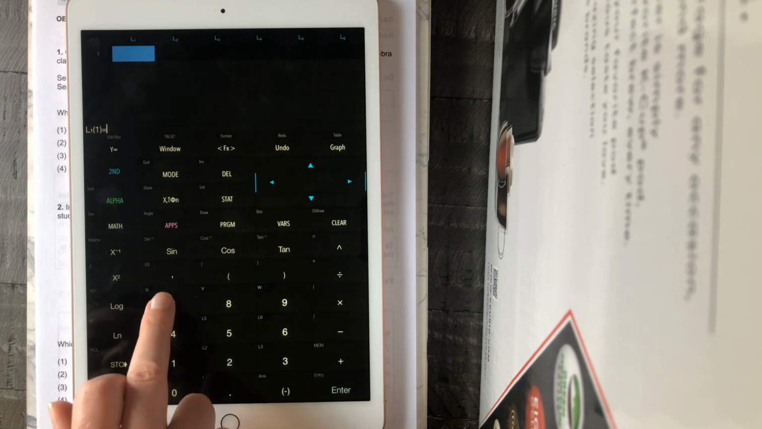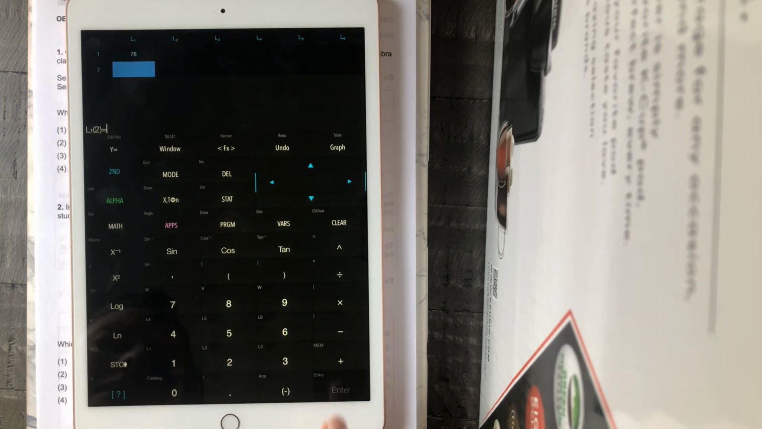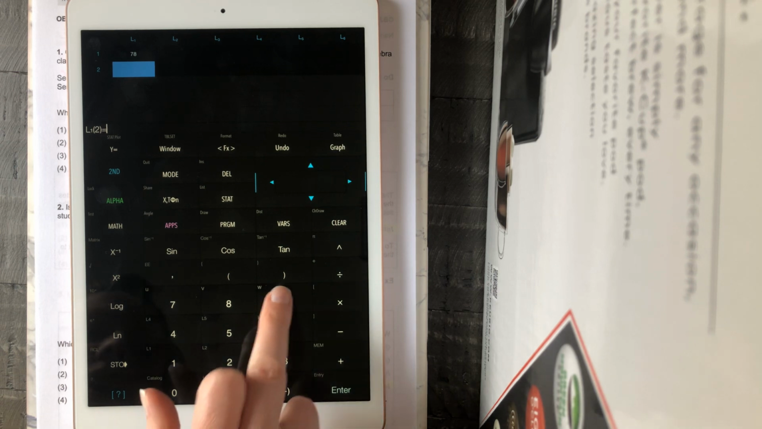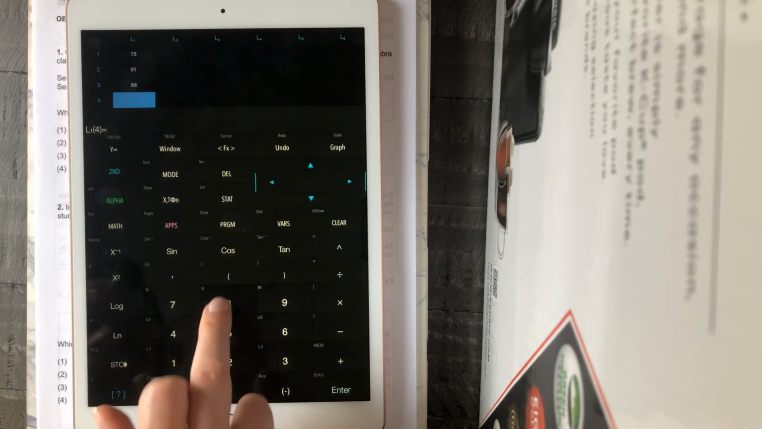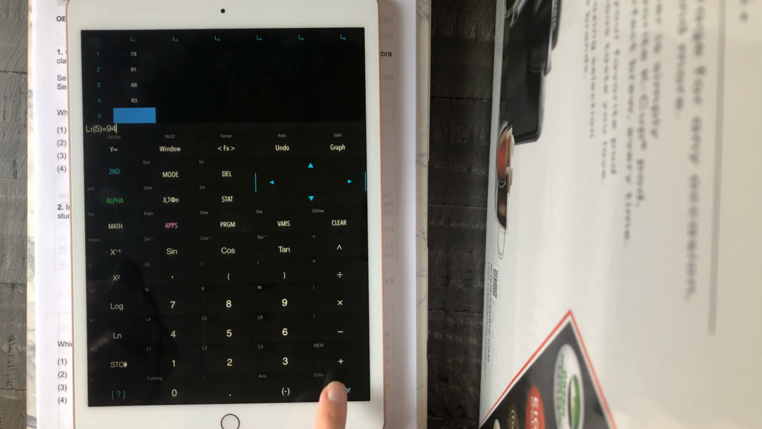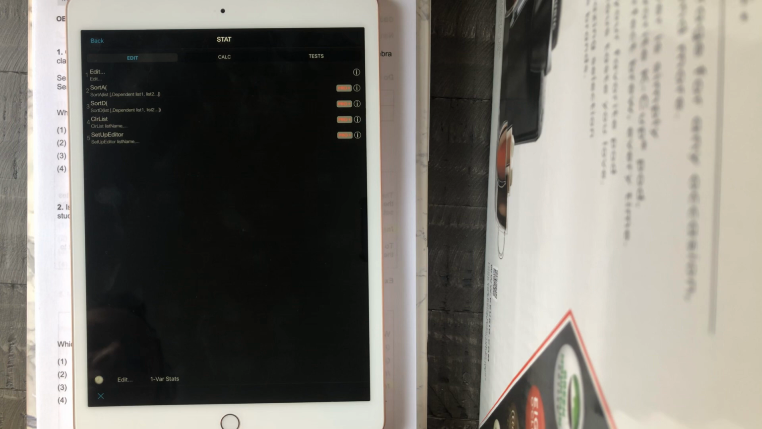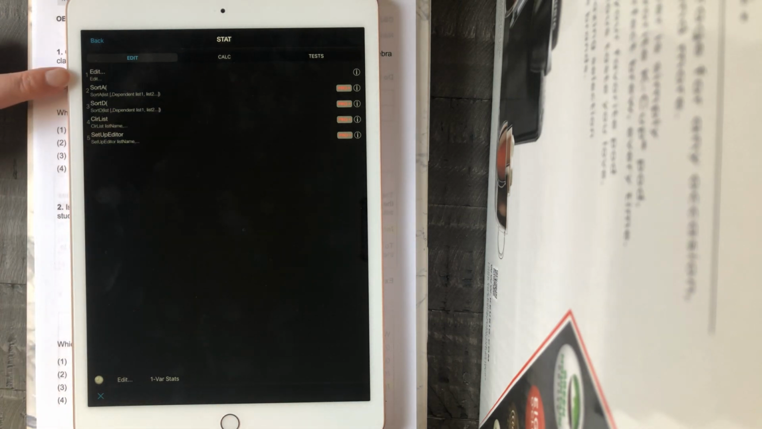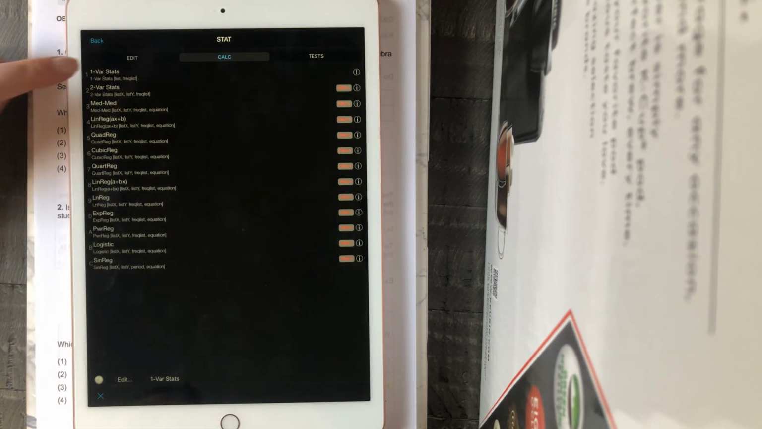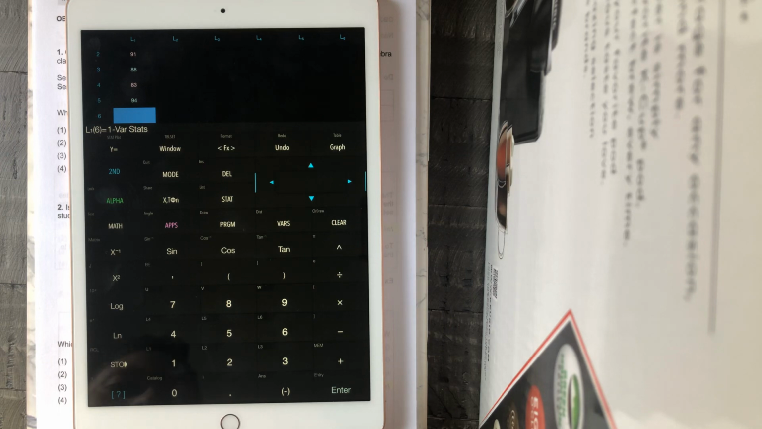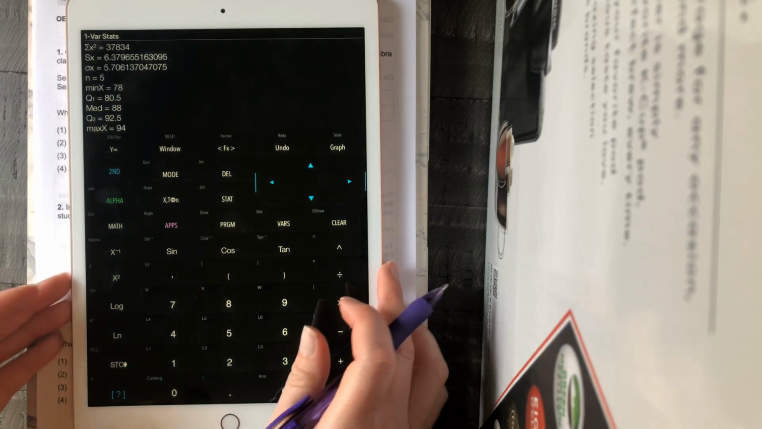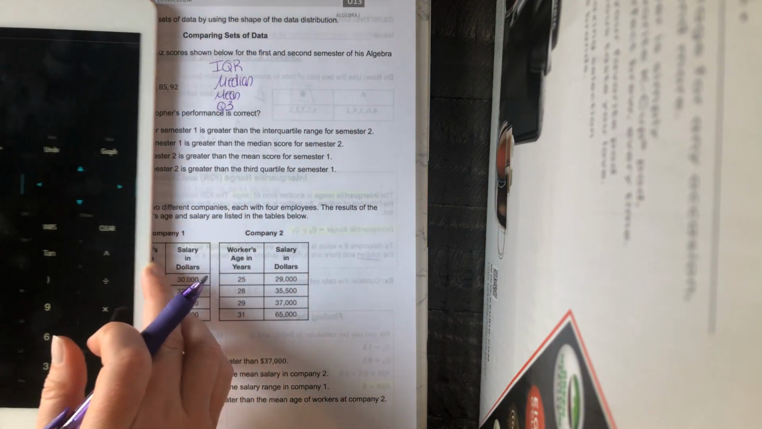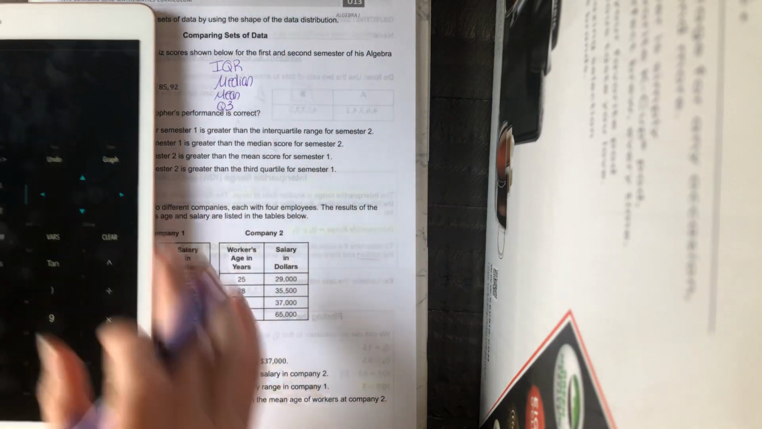So semester 1 had the values of 78, 91, 88, 83, and 94. Okay, and then just like before, I'm going to press STAT again, but instead of pressing edit, I want to go to calc and do 1-Var Stats instead. All right, if I press enter, all of my information pops up here. So now I want to write down those values that I need.